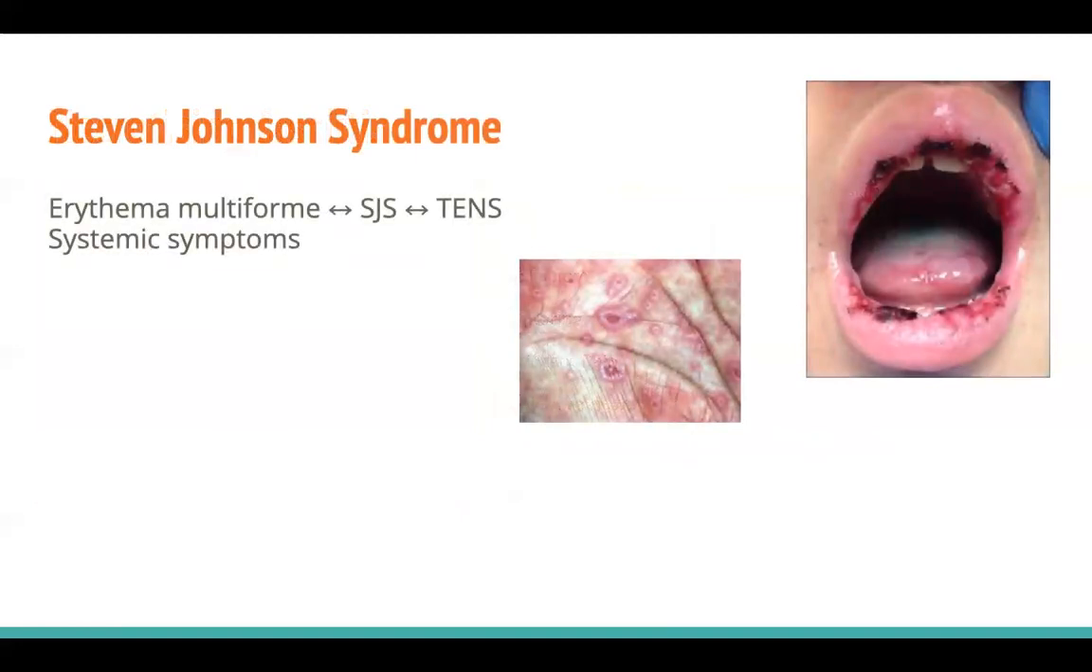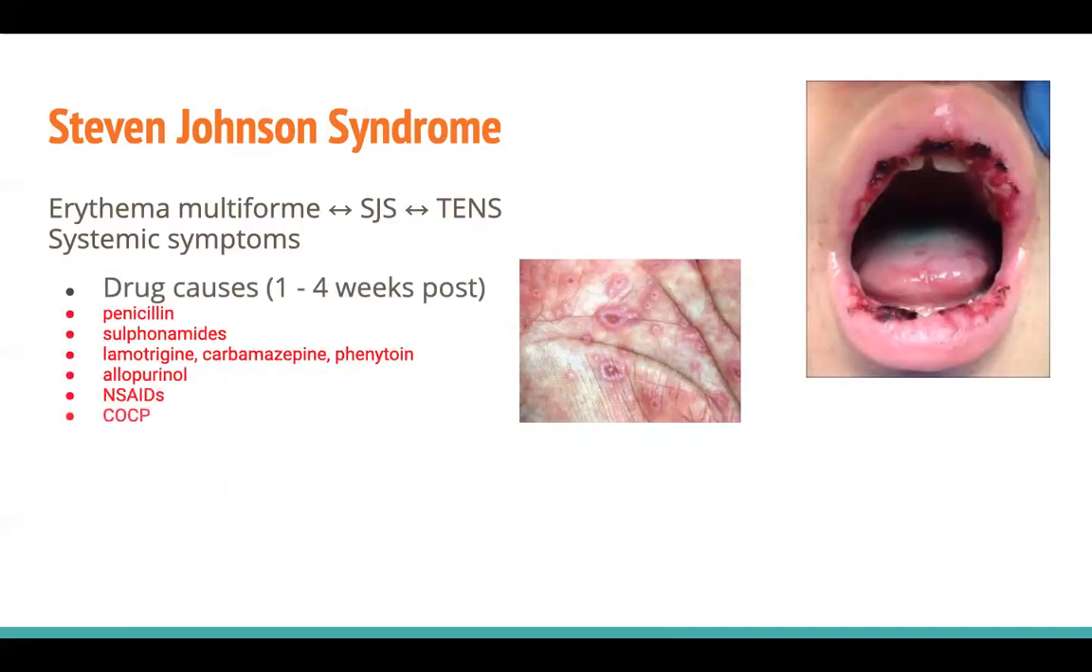Drugs can often result in rashes. Most commonly, you get this sort of target lesion here called erythema multiforme. And there's a spectrum that starts with erythema multiforme and crosses over with Stevens-Johnson syndrome and toxic epidermal necrolysis. So erythema multiforme is usually without any systemic symptoms, but once they do develop those symptoms, they start that transition into Stevens-Johnson syndrome. So patients could be prescribed drugs within the last 1 to 4 weeks.